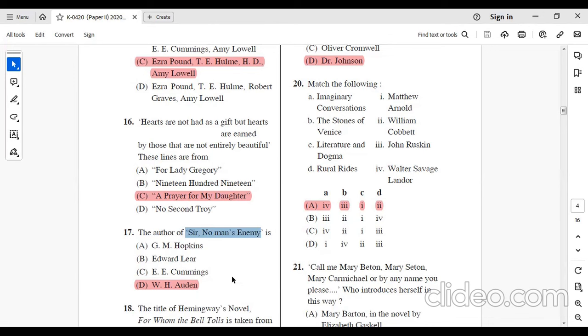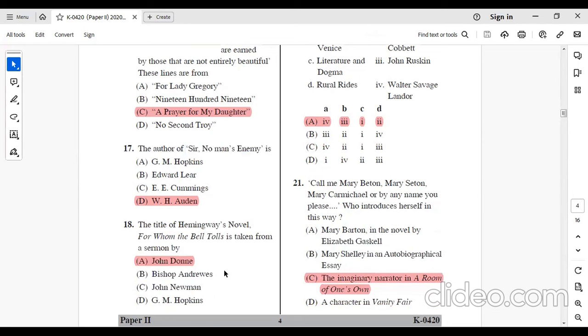R-I-L-K-I-A-N. Next. The title of Ernest Hemingway's novel, For Whom the Bell Tolls, is taken from a sermon by John Donne. So Hemingway's famous novel, For Whom the Bell Tolls, is written by Hemingway, and the title of this novel is taken from a sermon, and the sermon is by John Donne.